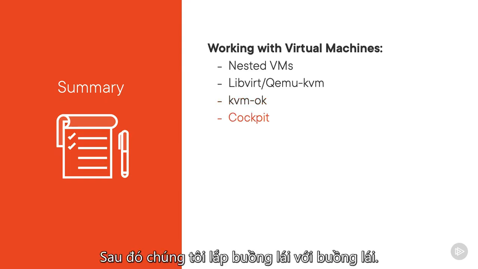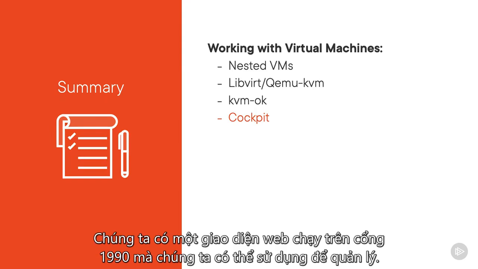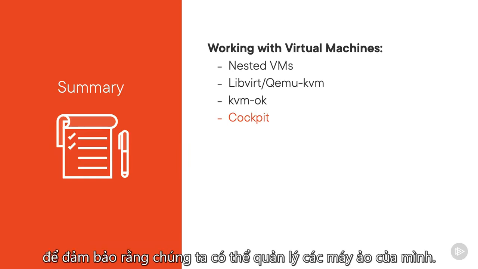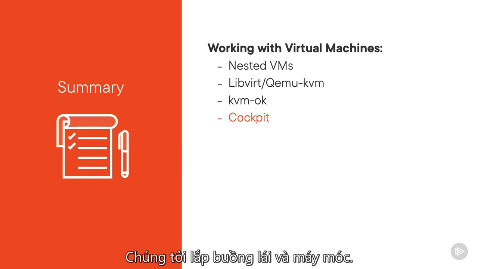We then installed Cockpit. With Cockpit, we get a web interface running on port 9090 that we can use then to manage not just our virtual machines, but manage much of our host operating system. To make sure that we can manage our virtual machines, we put on the plugin Cockpit and Machines.